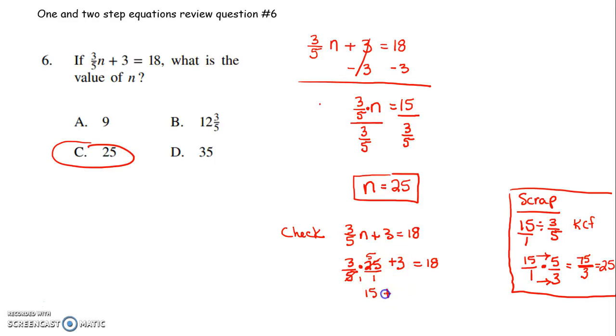And then I still have this plus 3. And I'm hoping that's 18. I usually put little question marks because I'm like, oh, I hope it's 18. And then 15 plus 3 is 18. 18 equals 18.